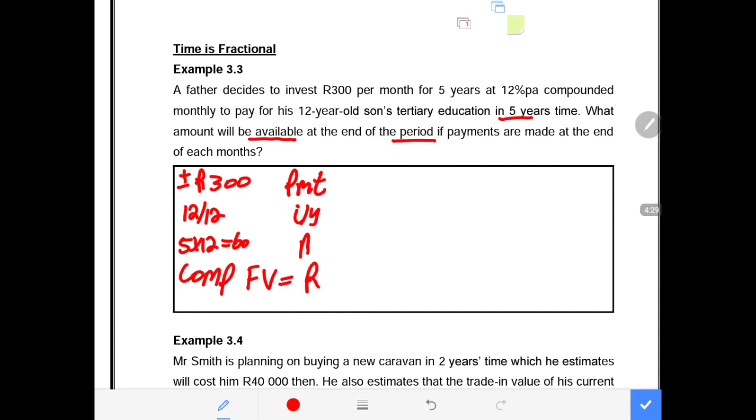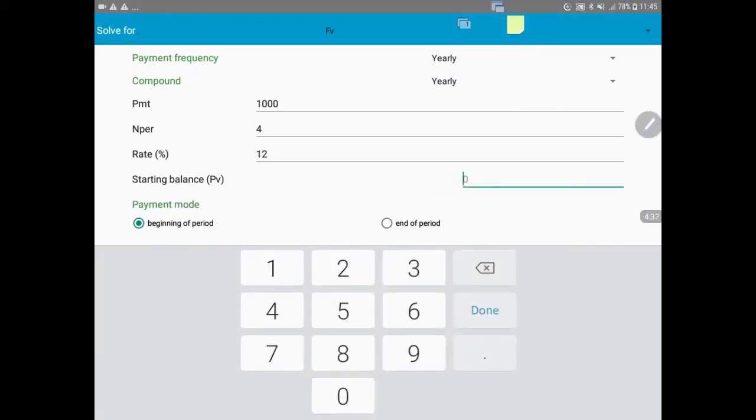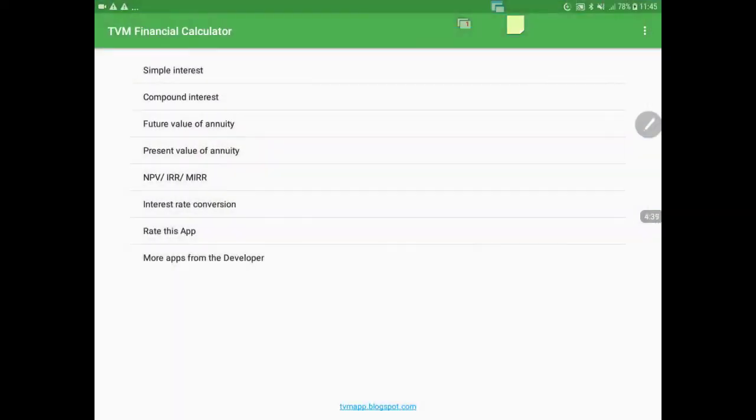Now let us go straight to our lovely app and see what it has installed for us. I just want to start in the beginning again. This is how it appears when you start. Then you choose what you want to do. Remember, we are still busy with the future value of an annuity. This is where we are. Present value will come a little bit later on.